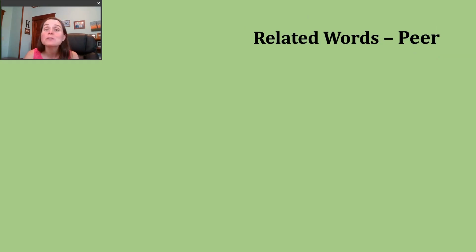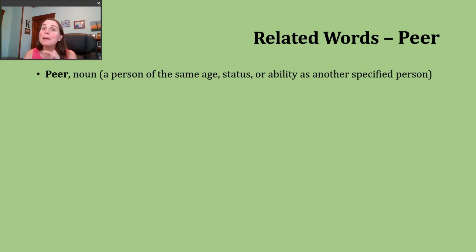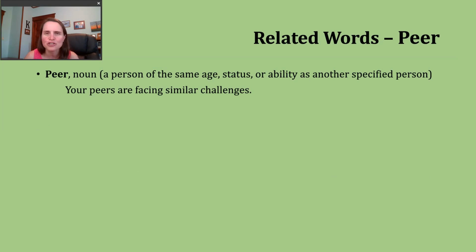Now, let's talk about some words that are related to our verb peer. P-E-E-R can actually be a noun. This noun definition is really not connected to our verb. So most commonly, when you hear the noun peer used, we're talking about another person. And that person might be the same age, they might have the same status or the same ability as another person. An example of this: your peers are facing similar challenges.